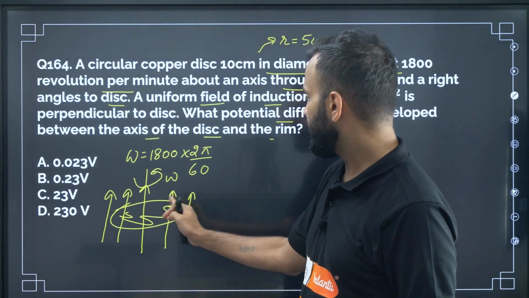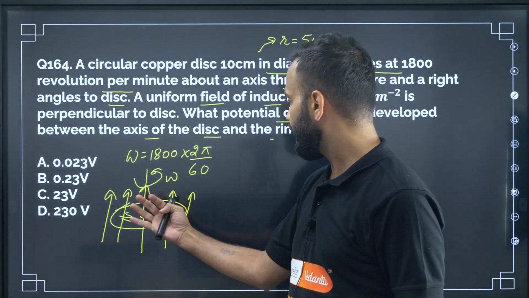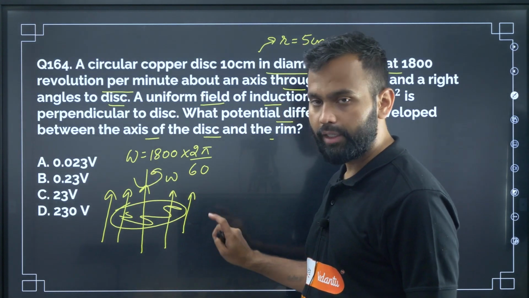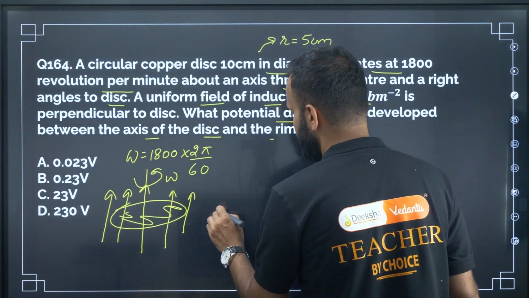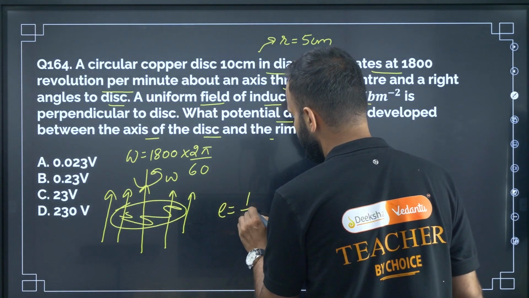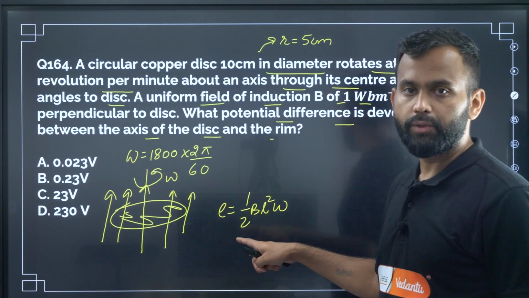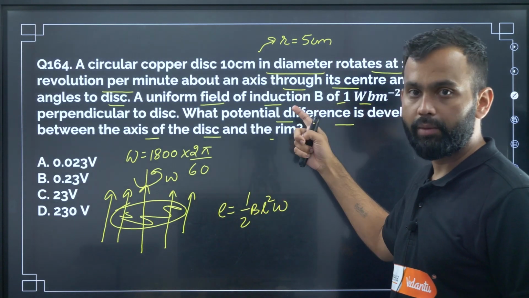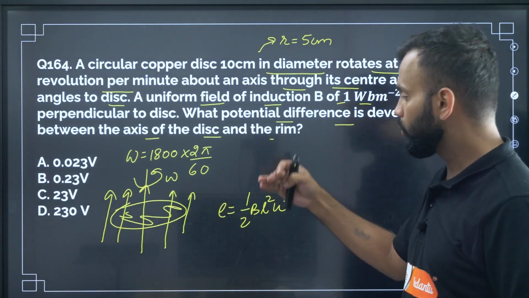Okay, so we need to find the potential difference. When the disc rotates in the magnetic field, there will be a potential between the axis of the disc and the rim of the disc. The potential difference is E equal to half B L square omega. How did we get this formula? We got it by using motional EMF. Go to the NCERT and go through the derivation.